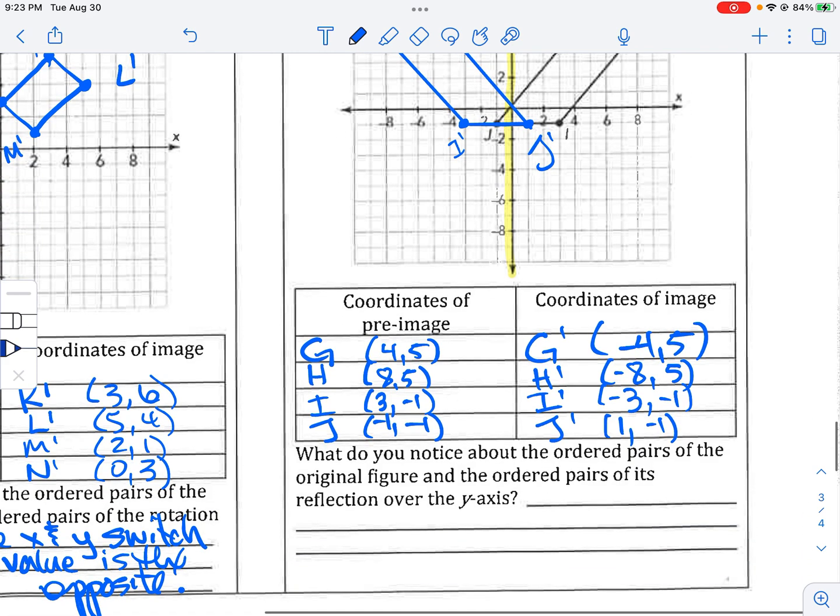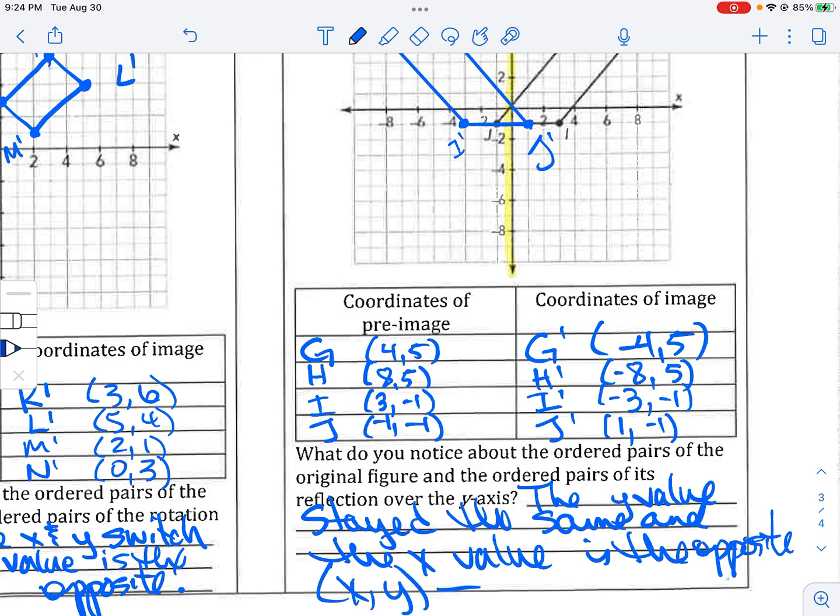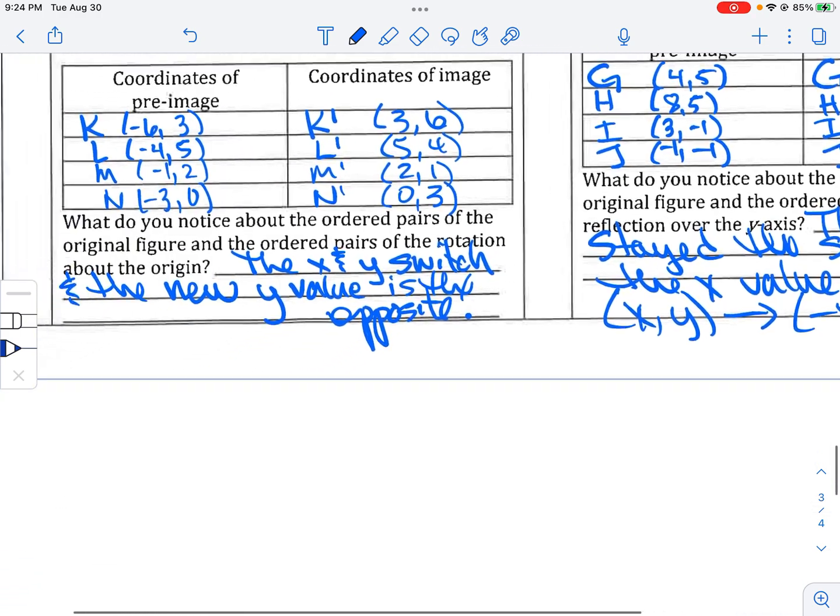Okay, what do you notice about the ordered pairs on this one? The y value stayed the same, and the x value is the opposite. So (x, y) to (-x, y). Okay.